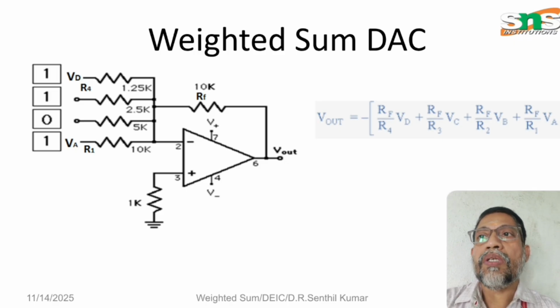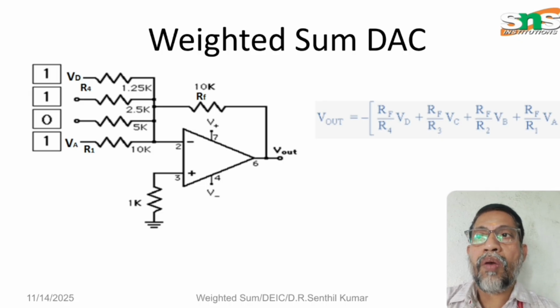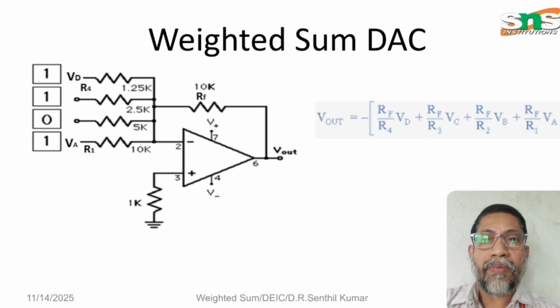Now substitute 1101. When the bit is 1, there is an input: in VD there is an input, and in VC there is an input, whereas in VB there is no input, it is 0, and in VA there is an input. 1 means plus VCC, the supply is given, and 0 means it is ground, there is no pulse.